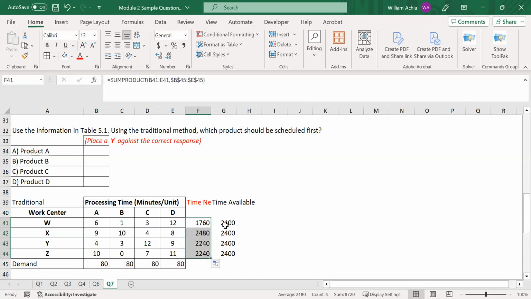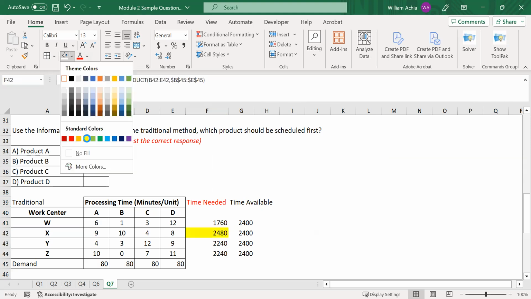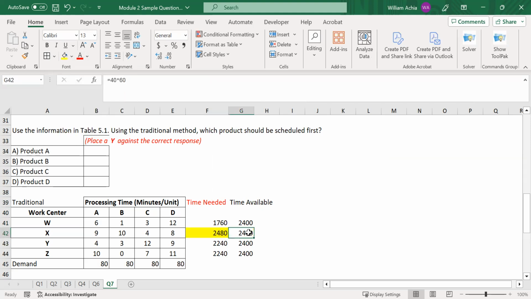Okay. So now I have my time needed and my time available. I can look to see if any of them exceed the amount of time available. Looking at these values, it's only this one value right here that is greater than the amount of time available. So I know that workstation X here is going to be our bottleneck. Your bottleneck is the workstation that has the highest time requirement.